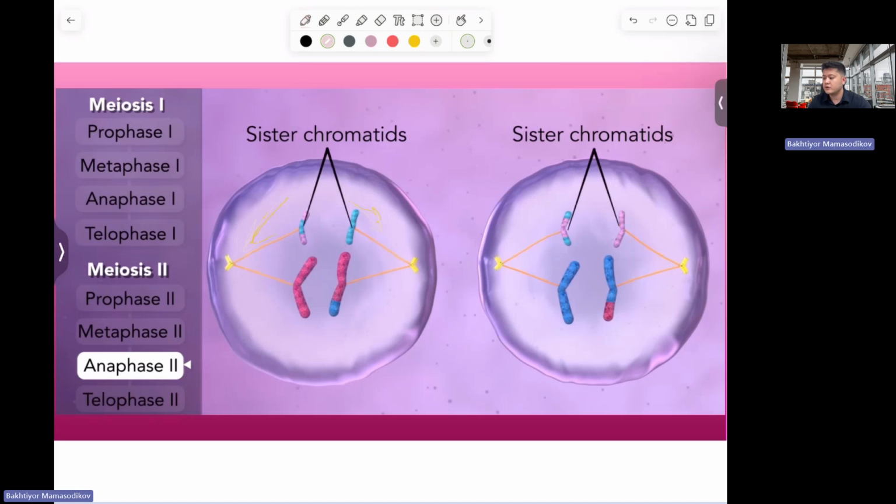So two cells, of course, not one cell. We have two cells because at the end of meiosis I, we got two cells. The chromatids are not identical because of the earlier crossing over. Earlier they did the crossing over. That's why these sister chromatids are not identical to each other anymore.